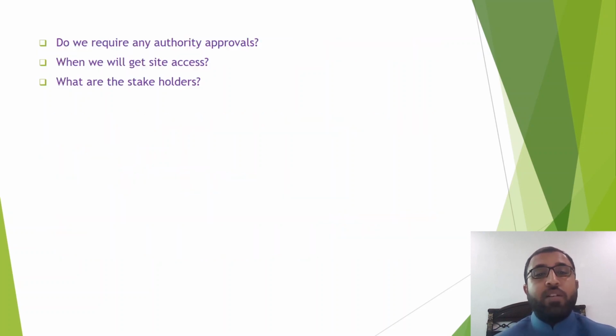Also, do we require any authority approvals? If so, then you need to mention those, and if those approvals are with client or with the contractor, you need to mention. Because if later on any approval is delayed by the client, then that will be used for the time extension case. When we will get the site access, you need to mention it. What are the stakeholders, that I already told you about the stakeholders.